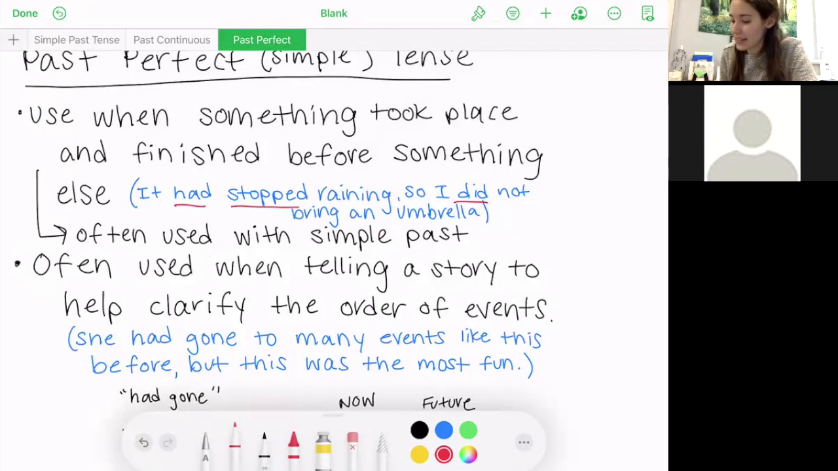Our second example in the blue: she had gone to many events like this before, but this was the most fun. So that's comparing two different things. She had gone to many things in the past. Again, this is like telling a story, giving more details, the order of events. All of those events were over and they already happened. And then we are comparing them to the one that she's at right now.